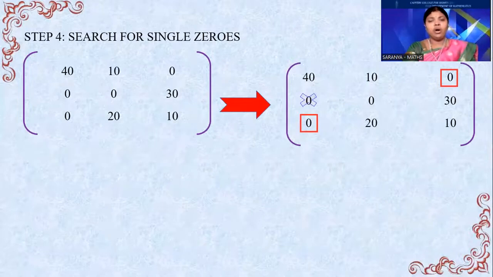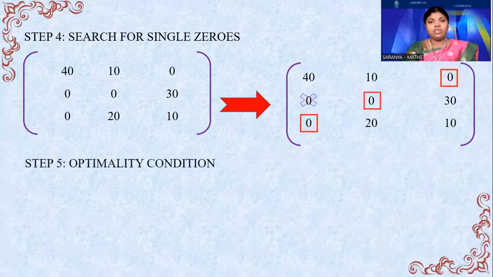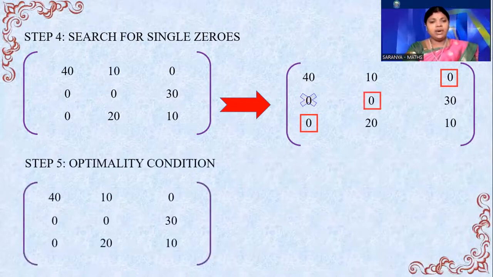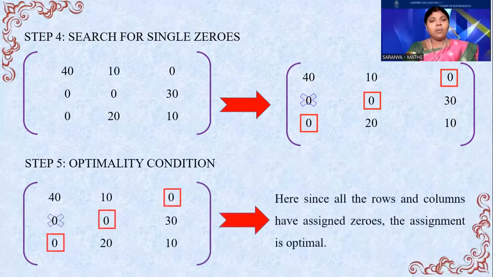Now we move over to column wise. The first column does not have a single zero, therefore we move on to column 2. In column 2, we have a single zero, therefore we assign that 0. Now we have to check the optimality condition. Here all the rows have an assigned 0. Therefore the solution obtained is optimal.